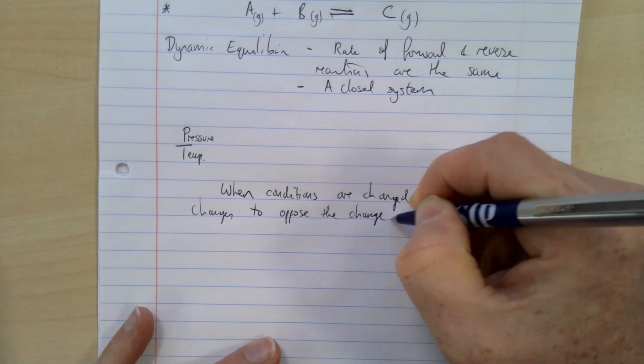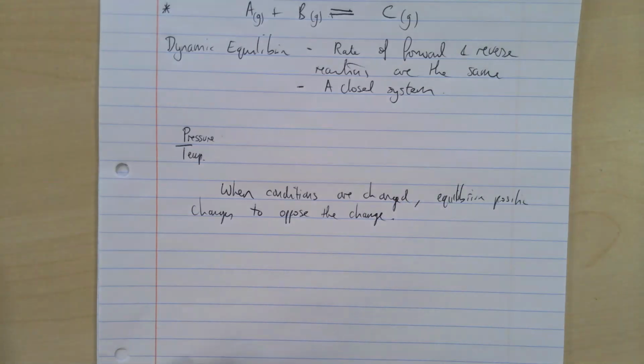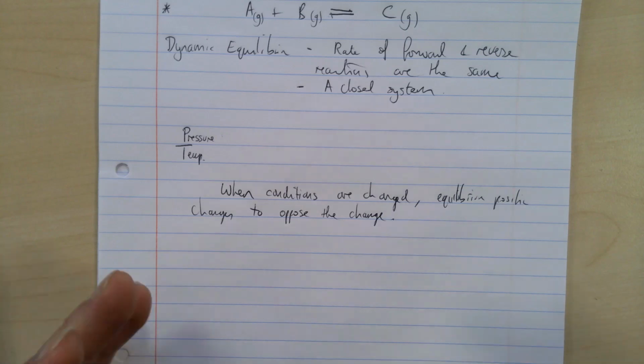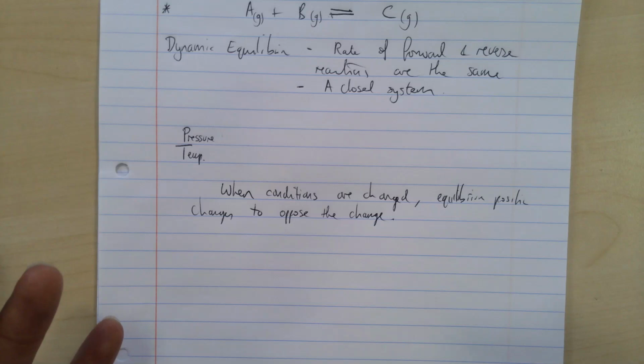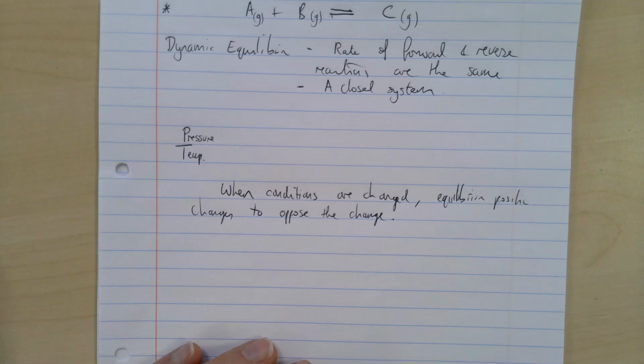So if I heat a reaction up, it will do something to try to cool down. It will shift position of equilibrium to try to cool down a bit. If I take the temperature from, say, 300 Kelvin up to 400 Kelvin, or 100 degrees up to 200 degrees or whatever, equilibrium will shift to try to minimize the change. Or if I increase the pressure it will try to decrease it a bit.